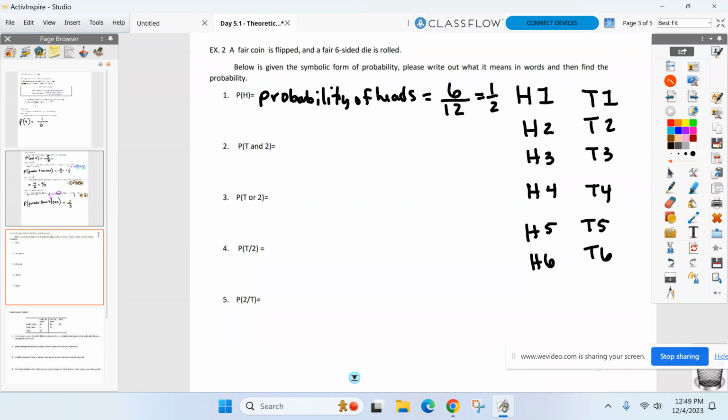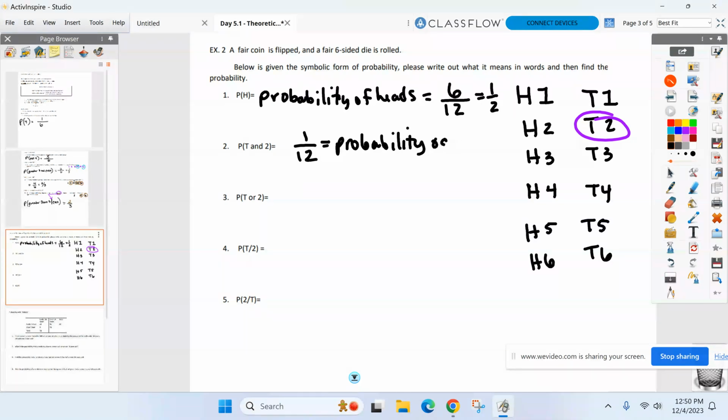Okay, probability of tails and a 2. So we see the word and, which means both have to happen. So how many times does that occur? You get a tail and a 2. One time. Tail and a 2, both have to happen together. It's the only time I see it happening together. Once out of 12 times.